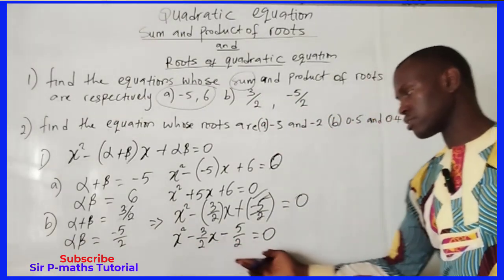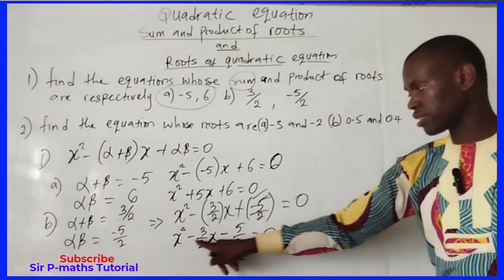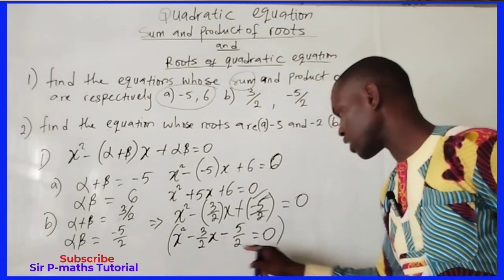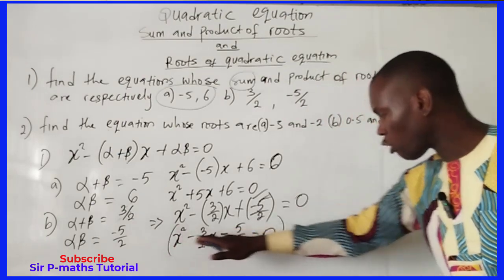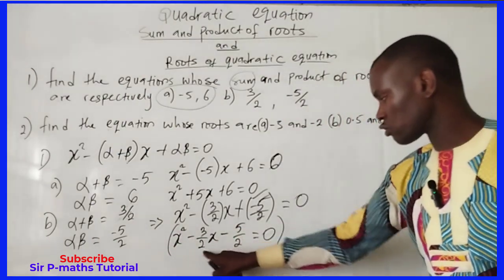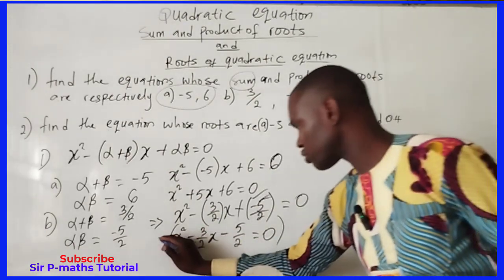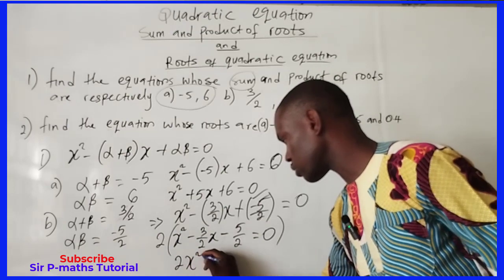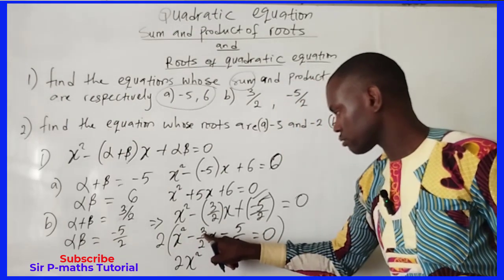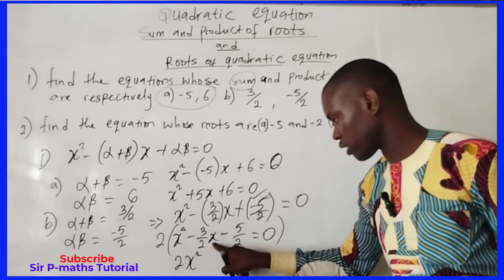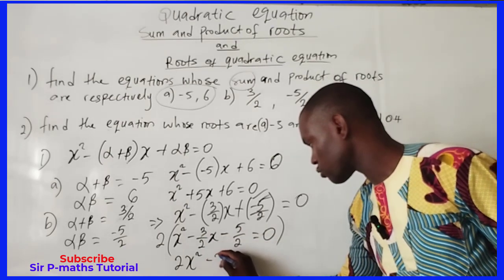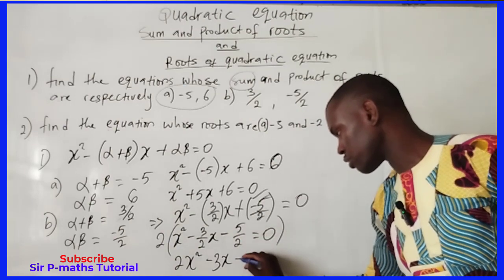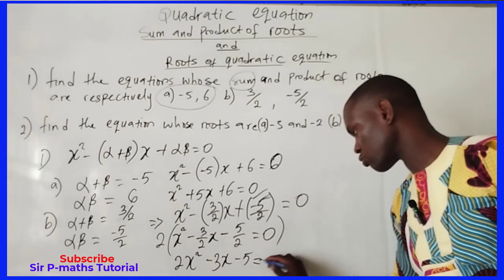But don't leave your answer like this. We have to remove the fractions. Now to remove the fractions, use the LCM of the denominators and multiply all through. Now the LCM of 2 and 2 is 2. So put it outside. 2 times x squared will give me 2x squared. Then 2 times minus 3 over 2 x will give me minus 3x. 2 times here will give me minus 5 equal to 0.